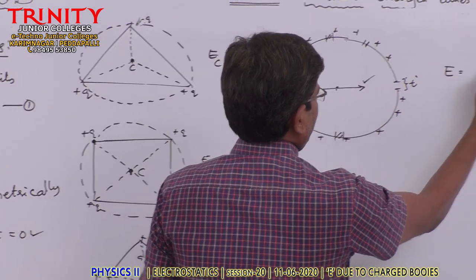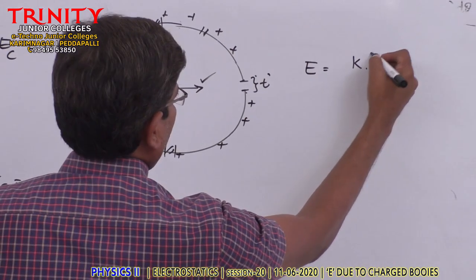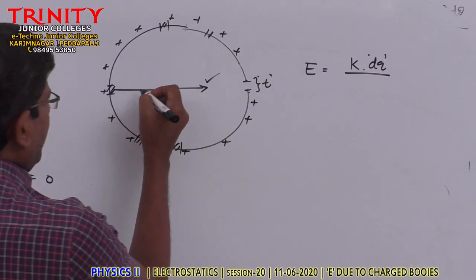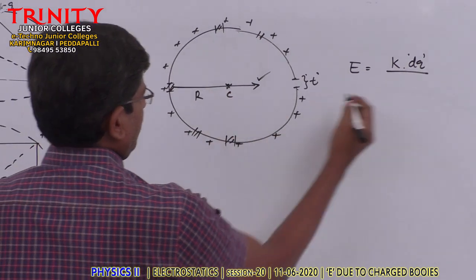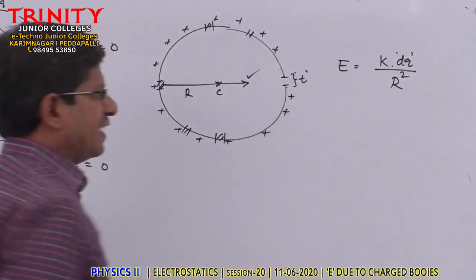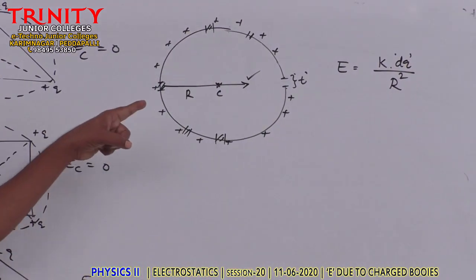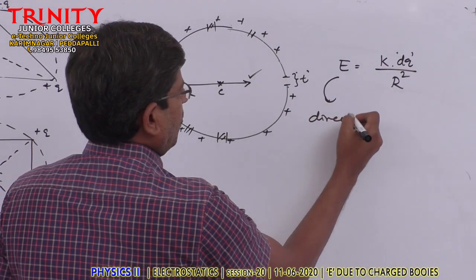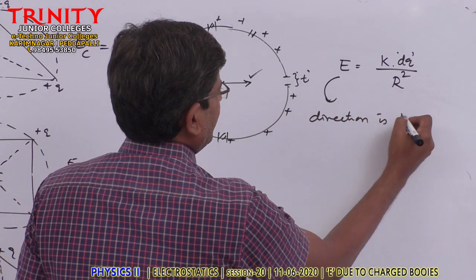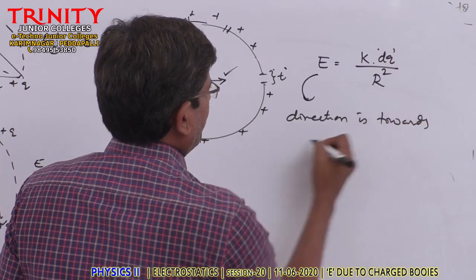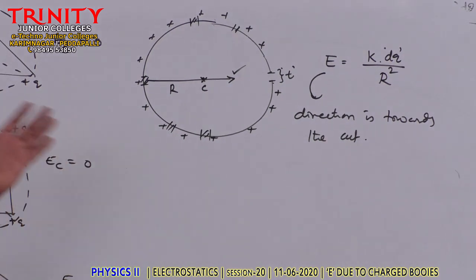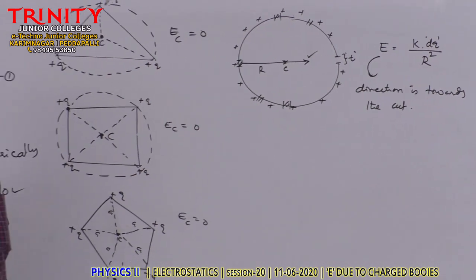And that intensity is K dq. Let us suppose here, what is the charge there? dq. And what is the distance between the point here? The distance is r. So therefore, K dq by r square. What is the direction of that? The direction of this is towards the cut. Wherever we cut the ring, the direction will be in that direction.